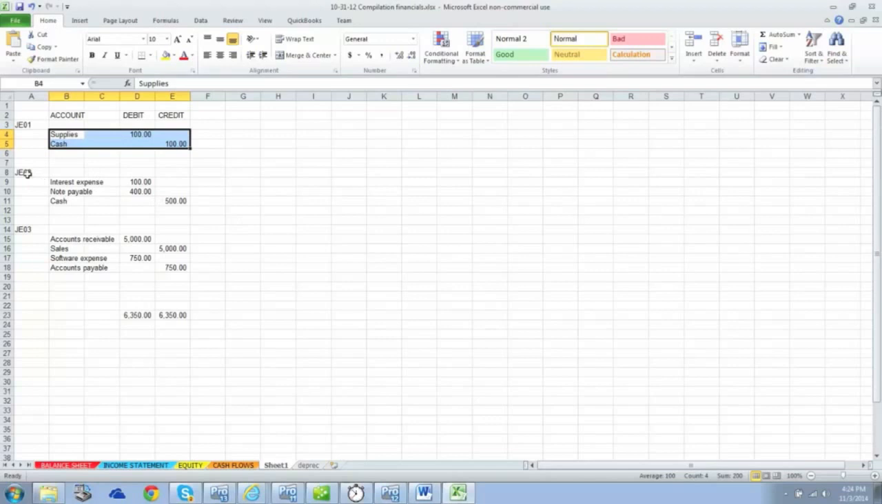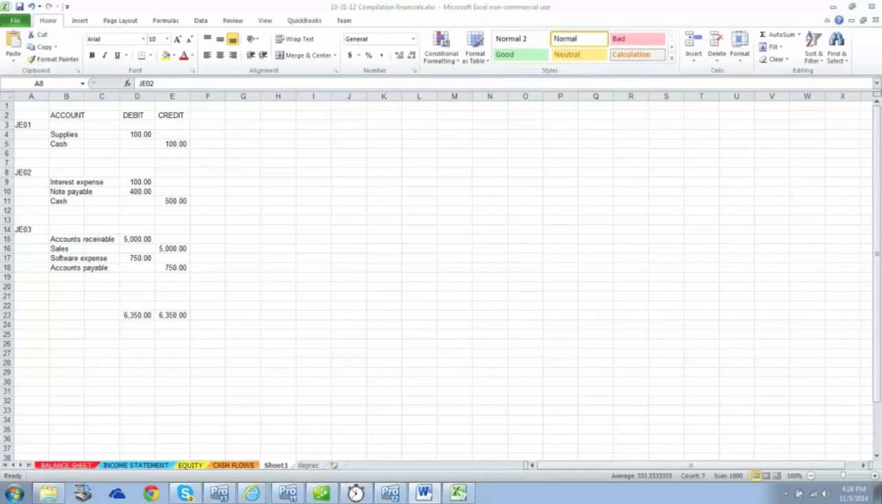Another example, journal entry 2, is a little bit more complicated, but it's still pretty simple. Say you have a note payable. You borrow money from the bank. Now you have monthly payments that you have to make to the bank. If you're making a payment on a liability, you are essentially decreasing that liability because you're paying it off. So you would debit the liability.